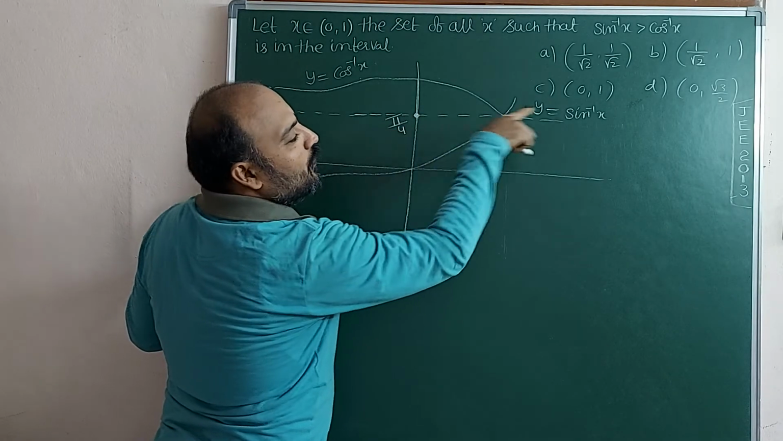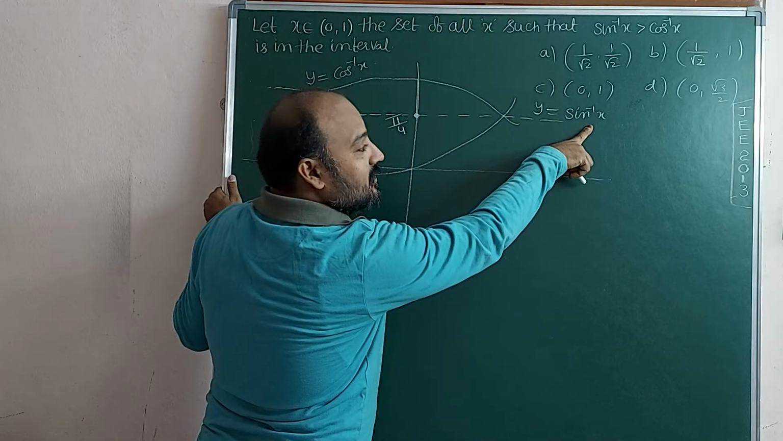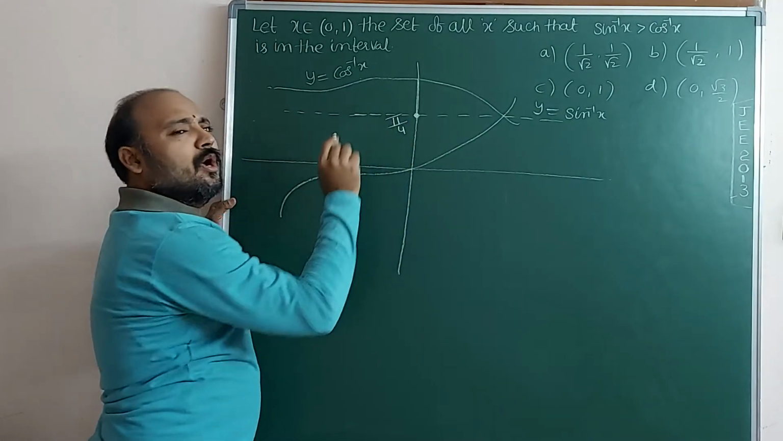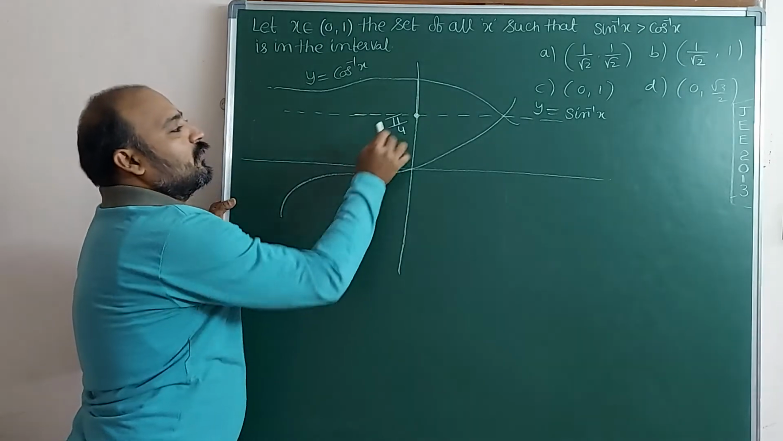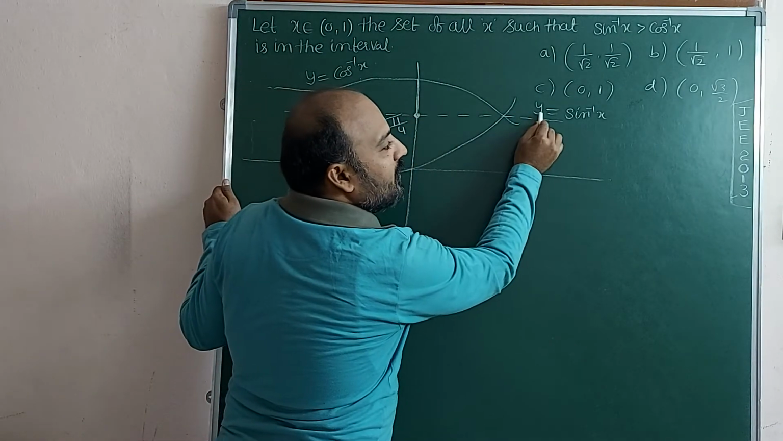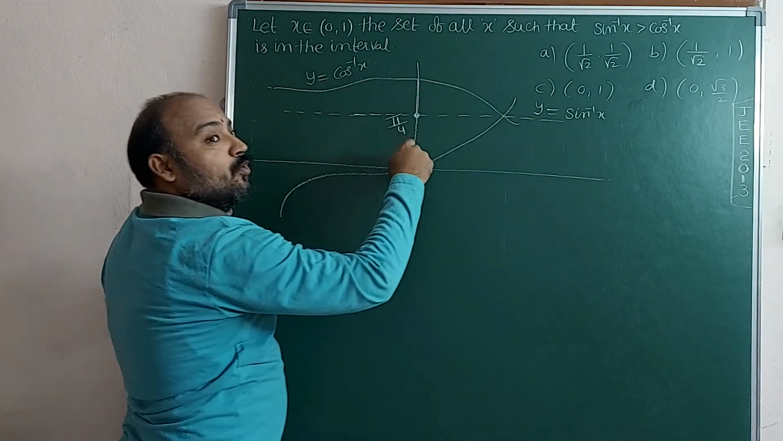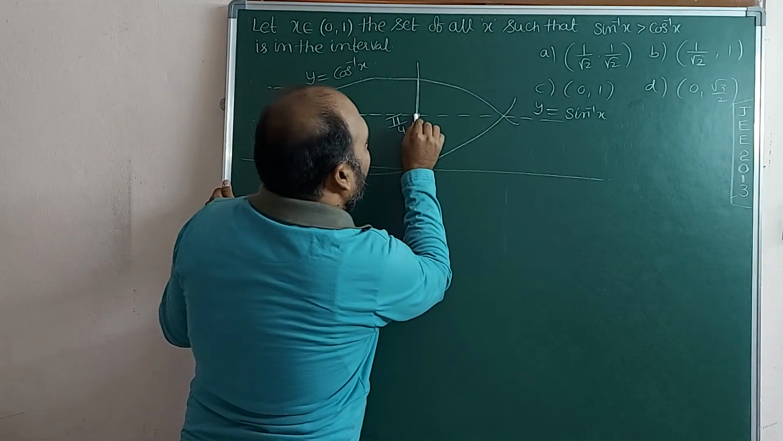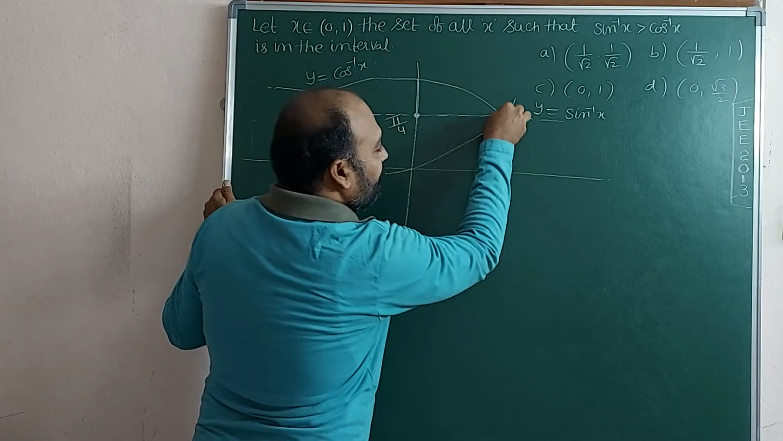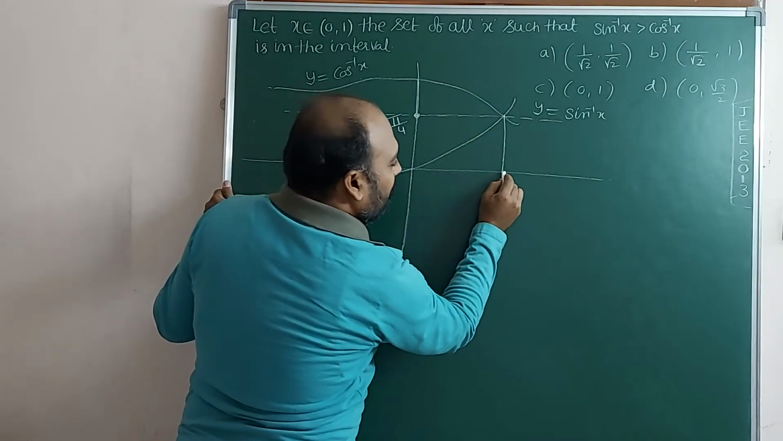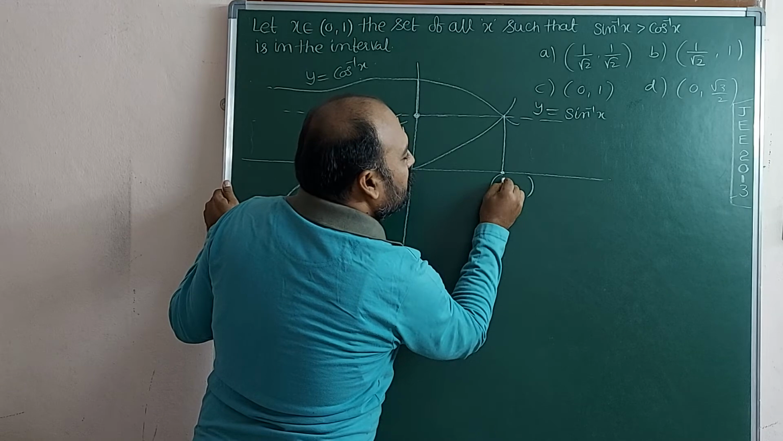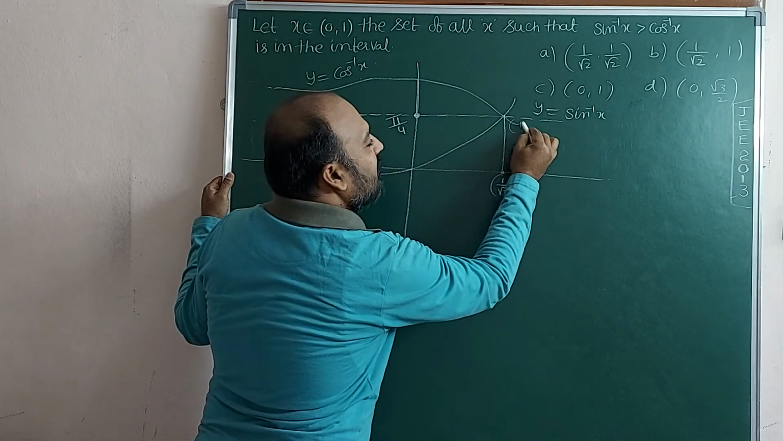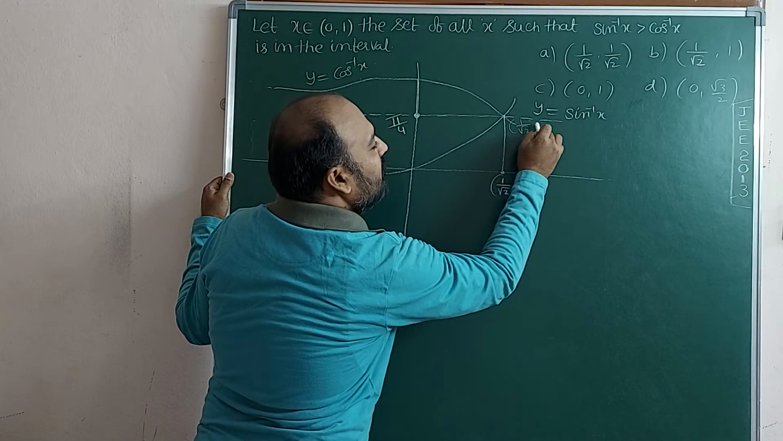So when y is equal to pi by 4, substitute in this: x is equal to sin pi by 4, which is 1 by root 2. So this value is 1 by root 2. So when y is pi by 4, that 1 by root 2 value will come here. So this point is 1 by root 2 comma pi by 4.